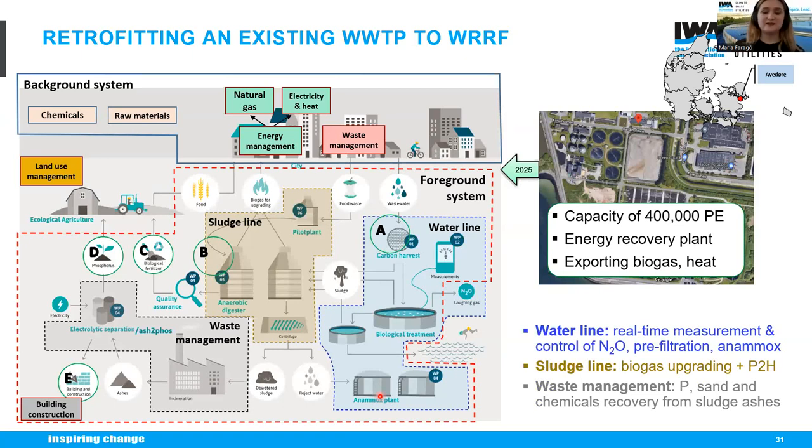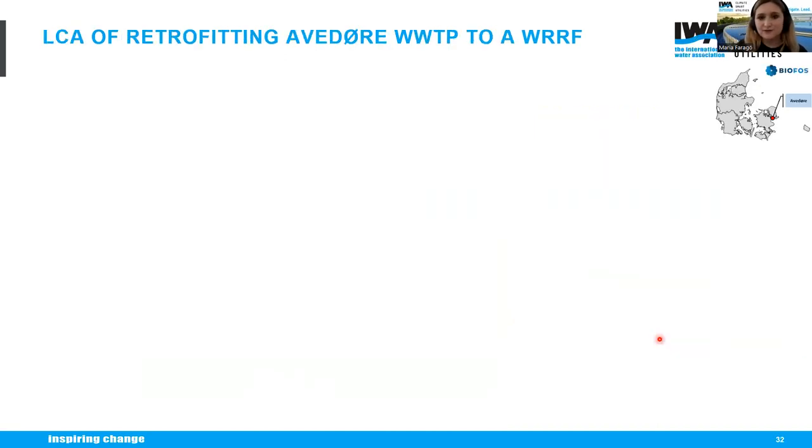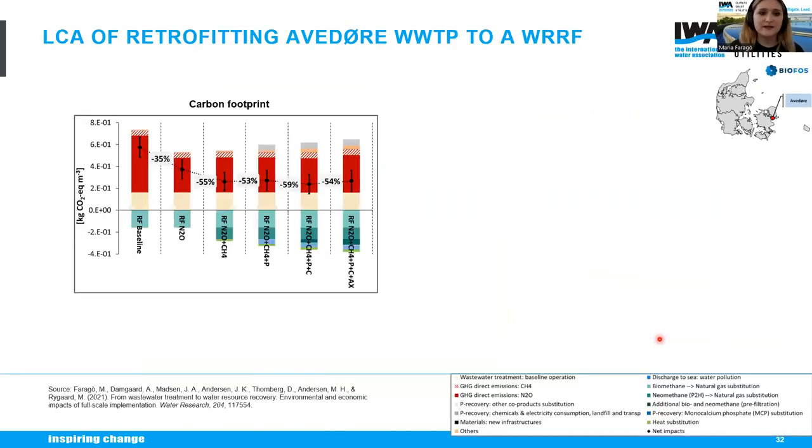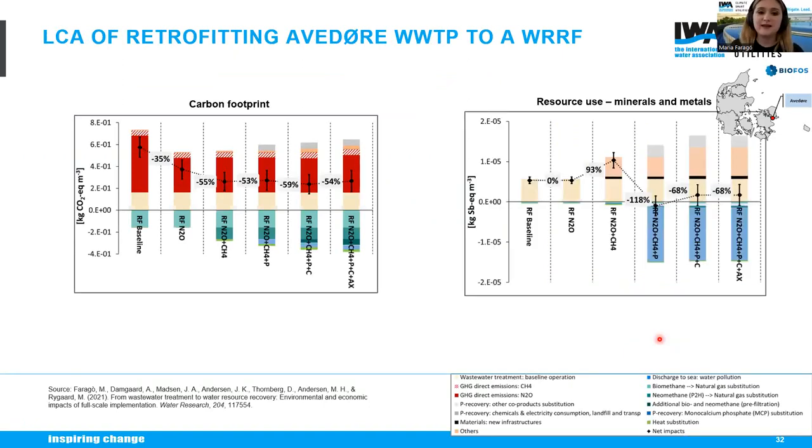and it's not enough to say we want to recover these resources. We also need to evaluate if we are doing it in a sustainable way. So I'm trying to answer this question: are these technologies sustainable, by applying life cycle assessment? And today I want to show you just two graphs. Basically, I want to show you the carbon footprint results and then the results of the depletion of resources, the minerals and metals. It's because here we can really see the trade-offs.